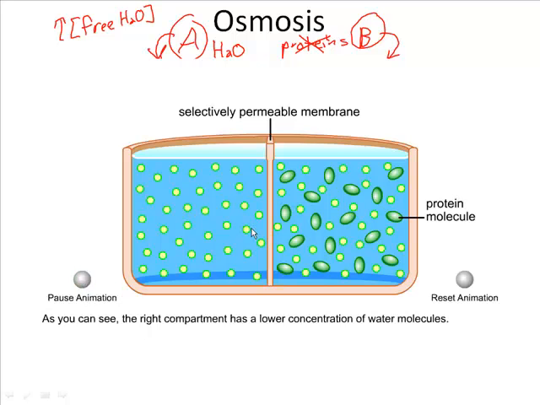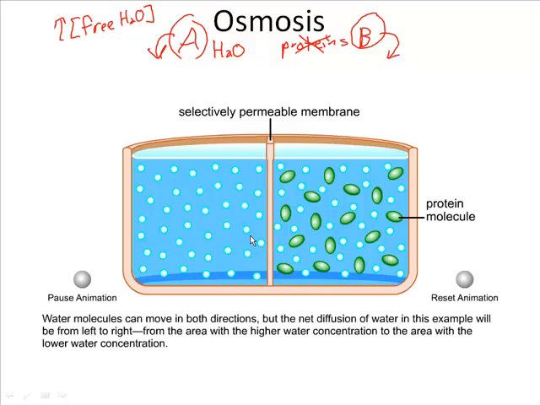As you can see, the right compartment has a lower concentration of water molecules. Proteins take up some of the space. Water molecules can move in both directions, but the net diffusion of water in this example will be from left to right, from the area with the higher water concentration to the area with the lower water concentration.